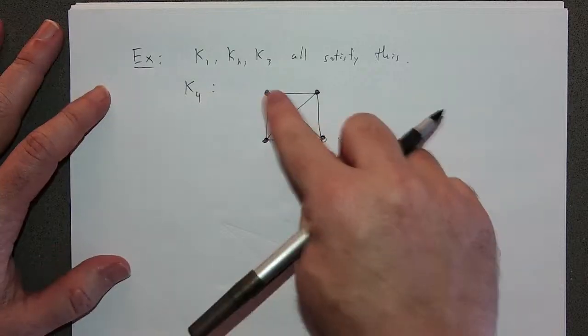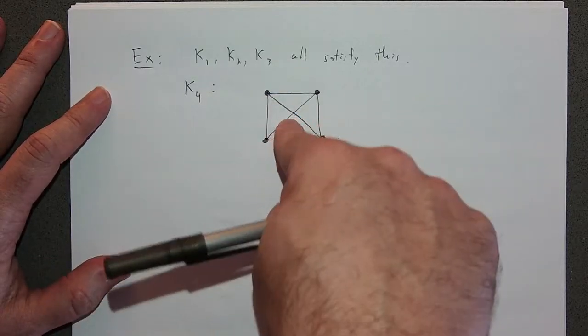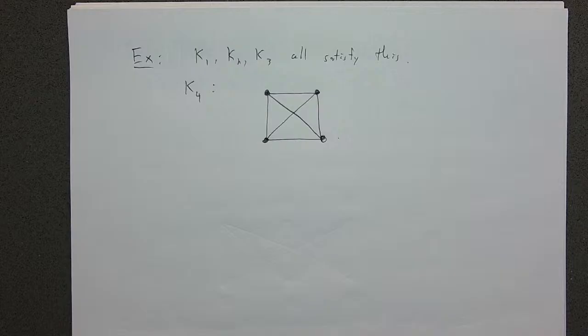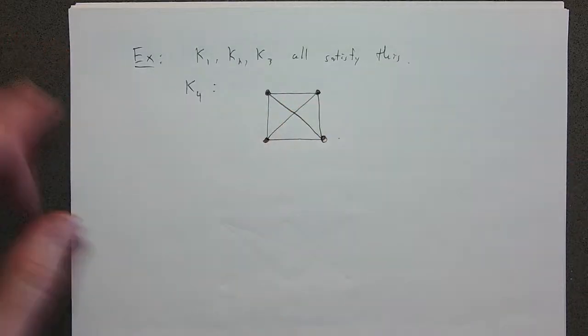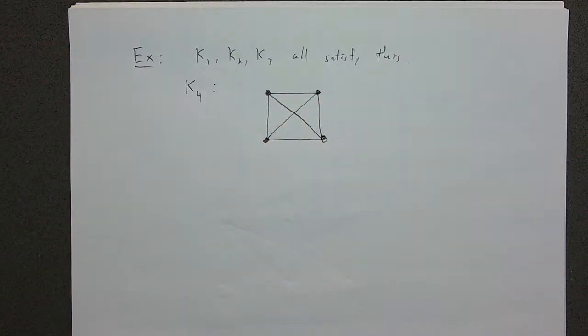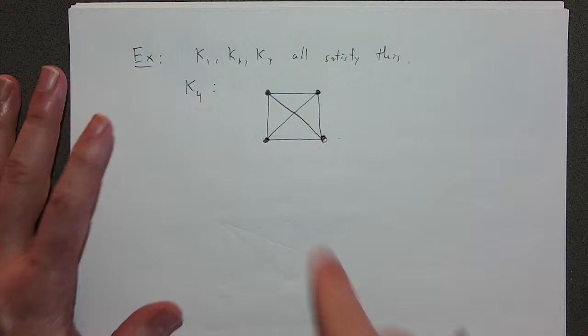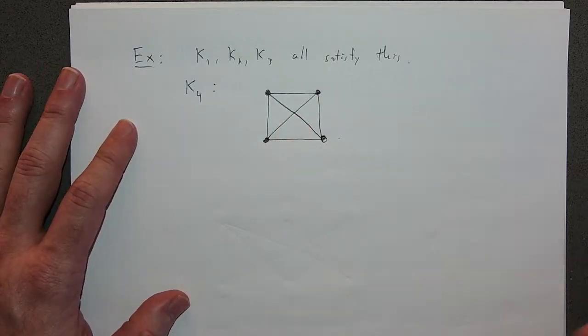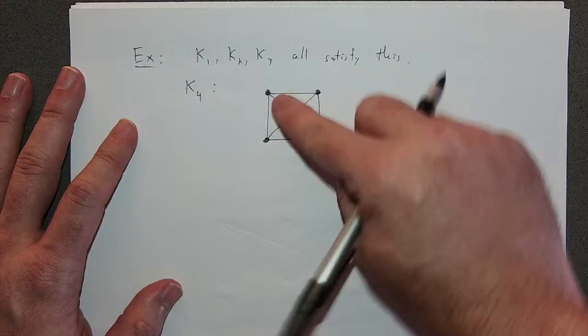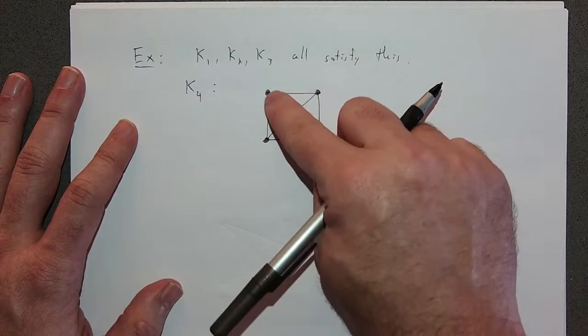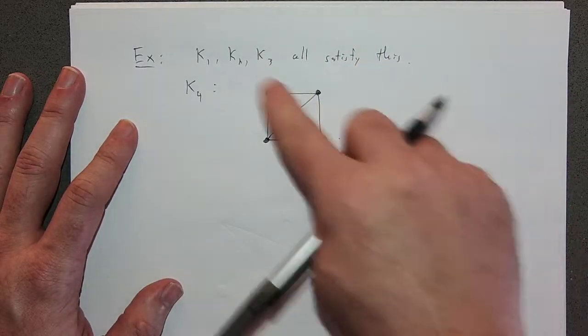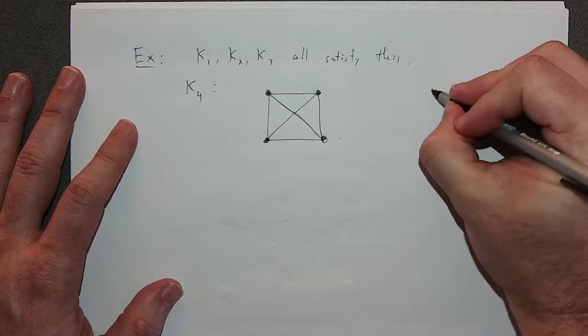But two of these intersect at a point that is not a vertex. So can I change this? Is there another graphical representation of K4 that I could draw in a way that doesn't have this crossing, that is still the same graph? Well, what if I just took this and moved it outside? I'm connecting this vertex to this vertex. I don't have to pass through here, right? How about this?